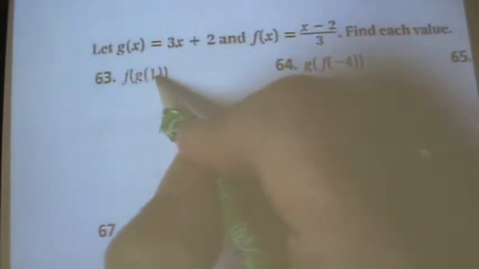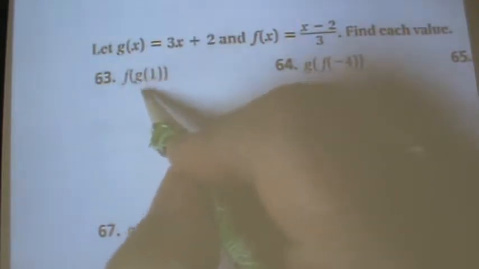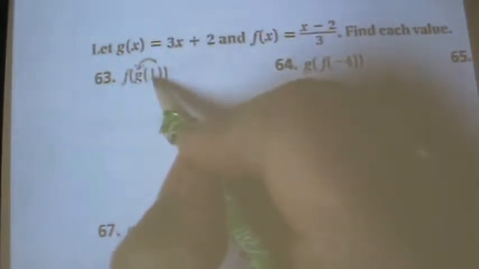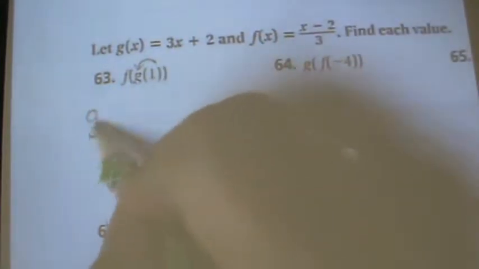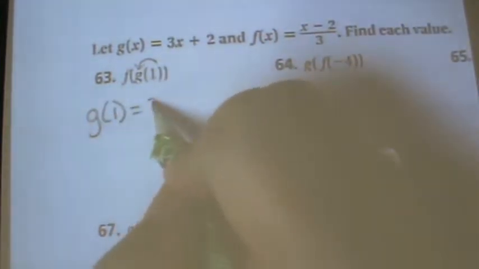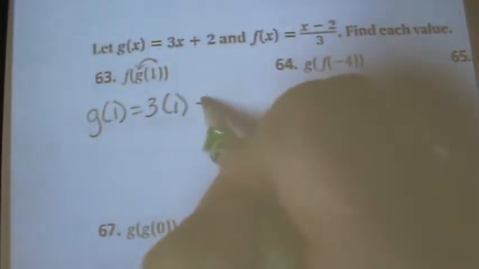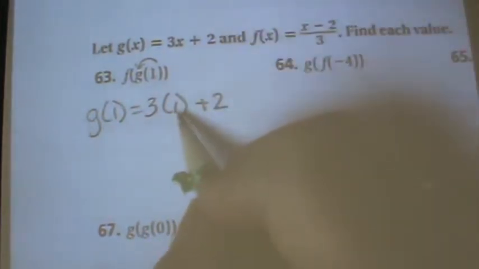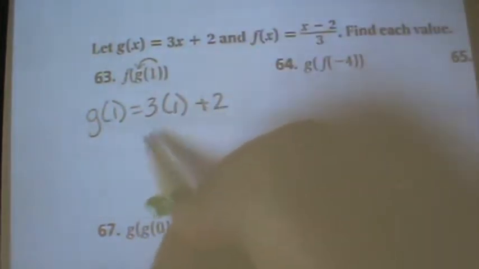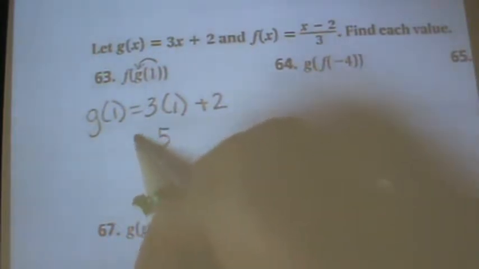You plug something in for something. Plug 1 in for g. Good. 1 goes into the g function, and the outcome goes back. When you put a 1 into this g function, what do you get? 3 times 1, which is 3, plus 2. 3 plus 2 is 5, so you get 5.